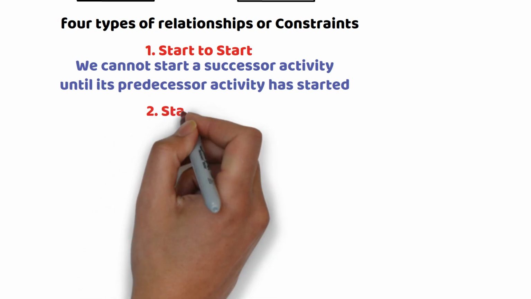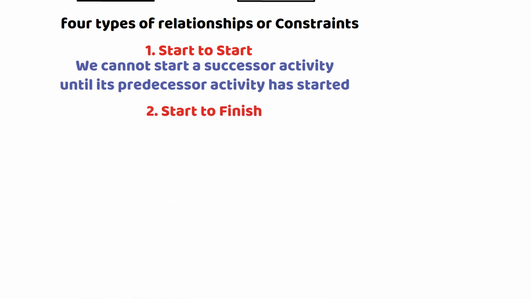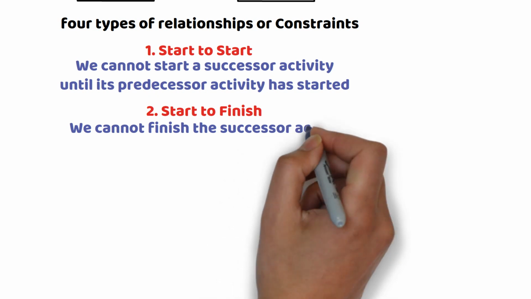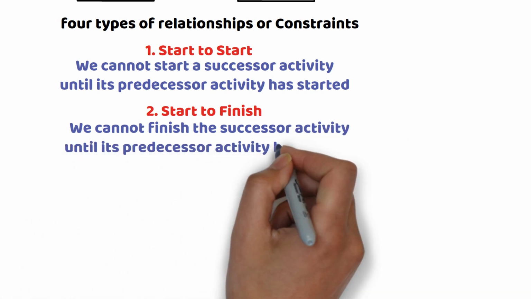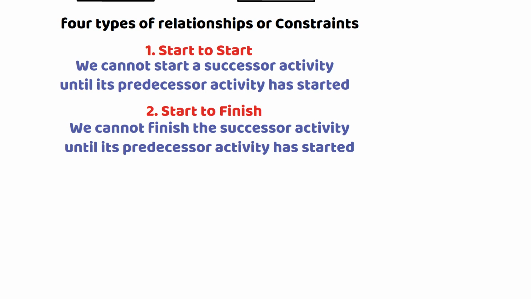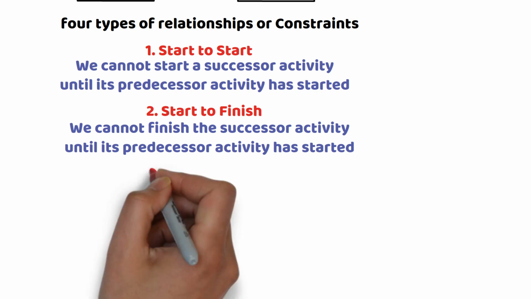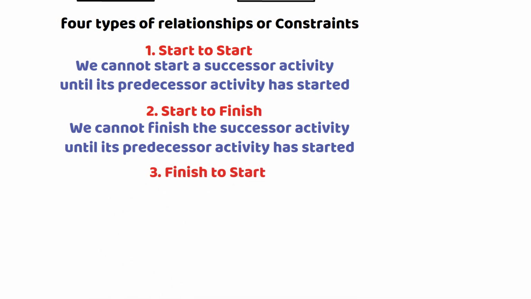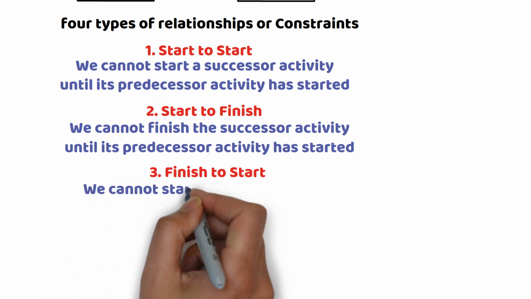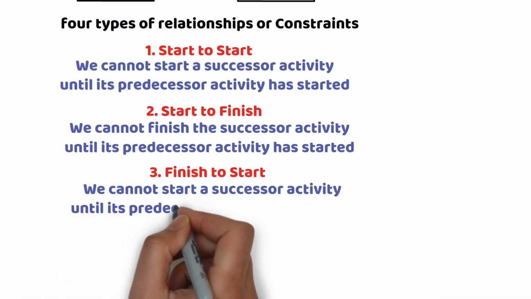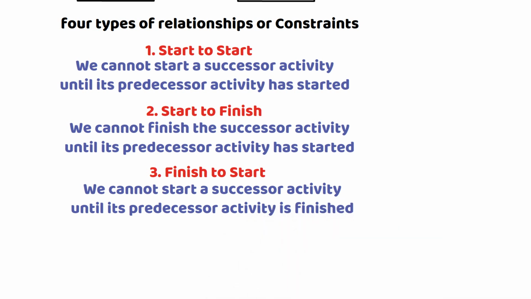Number 2, start to finish. This means we cannot finish the successor activity until its predecessor activity has started. So, it is the relation between the starting point of one activity and the finishing point of another activity. Number 3, finish to start. This means we cannot start a successor activity until its predecessor activity is finished. This also represents the relation between the starting point of one activity and the finishing point of another activity.